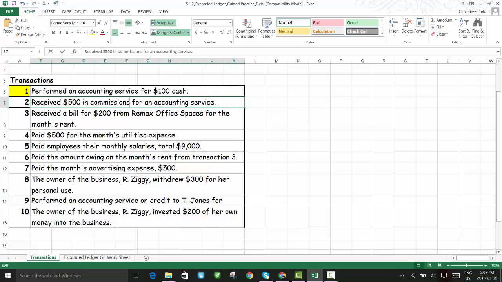All right, so here, this is an example of what I was talking about earlier. It specifically mentions the words commissions. Again, it's in performance of an accounting service, so this isn't money we're paying out, it's money we're receiving. We're going to process this exactly the same way as the last one. The only difference is we're going to use a different revenue account. It's kind of implied, but we've received $500 cash, so there's no accounts payable or receivable. It's being paid in the moment for this accounting service.